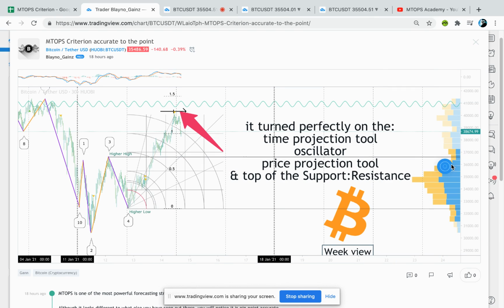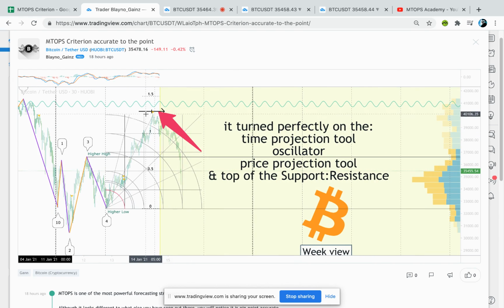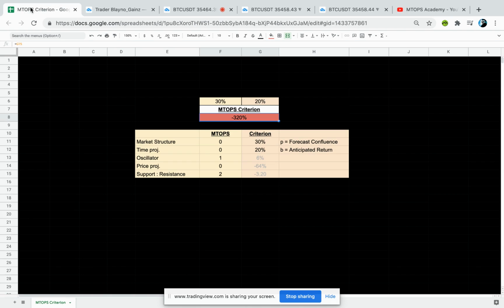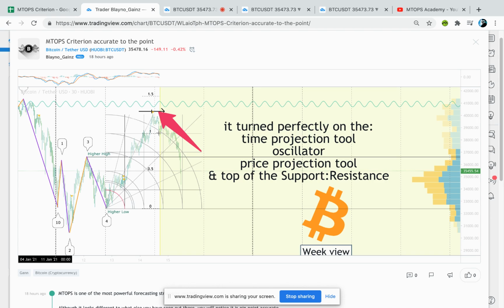So let's have a look at that exciting action right here. So we said it's going to turn there. It absolutely did. So for anyone who wanted to ride this uptrend, the MTOPS would have said to you guys, don't get in. We didn't get in, and look what's happened, a massive dump. So kudos to everyone who's watching this material. You're obviously on the way to becoming a professional trader. All right, so where are we today?